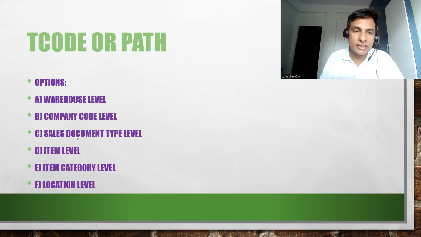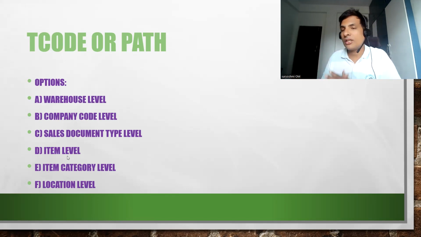You can find the C option, sales document type level. The other options are there to confuse you. Warehouse level. Company code level, where you might have some doubt, since certain company code data is copied into the header. Item level and item category level are there to push you in the wrong direction. If you don't have knowledge at all, you'll go for these kinds of options. So the correct answer is sales document level.